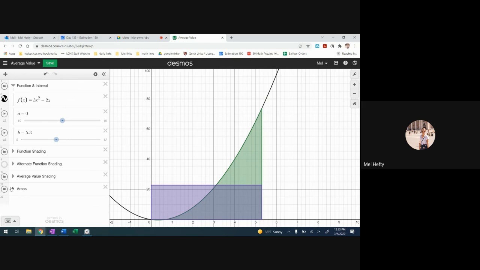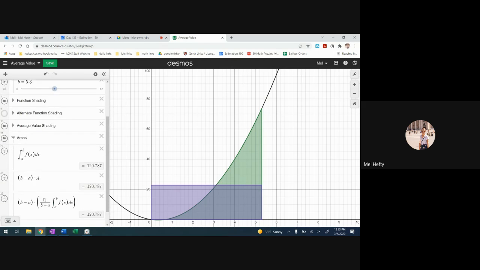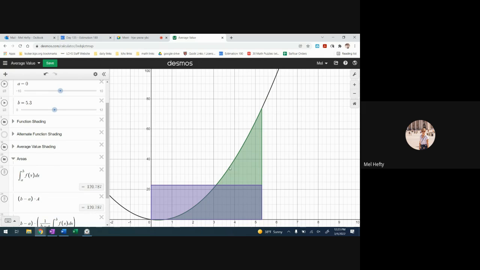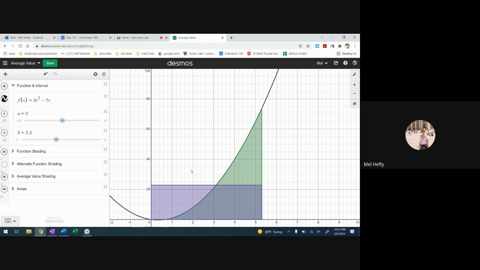I'm going to tell you those are exactly the same area. This green area is represented by the integral of our function because it's curvy. I have to integrate it to find the area. This guy is our base times height. So those are exactly the same area. So the idea of average value is I want to find the height of this perfect rectangle.